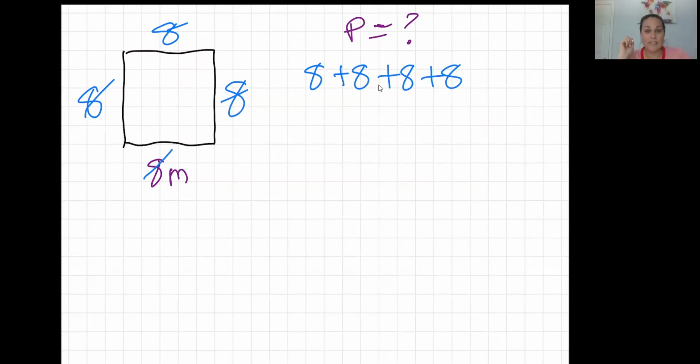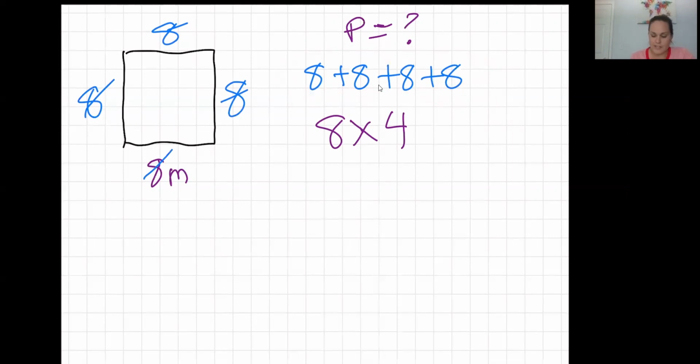We have learned in 4th grade and even 3rd grade that multiplication is just repeated addition. It's a shortcut for it. So instead of doing 8 plus 8 plus 8 plus 8, I could rewrite this as 8 times 4, because I have 4 of those 8s. And I can calculate it with multiplication on this one because it's the same thing over and over. Otherwise, if they were different numbers, I'd want to use my addition.